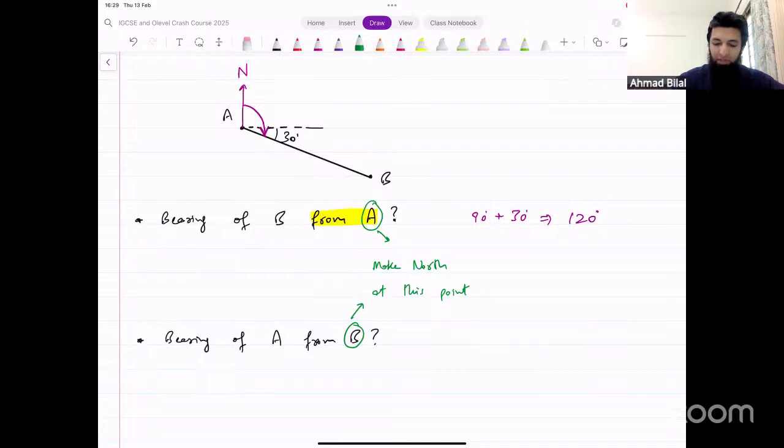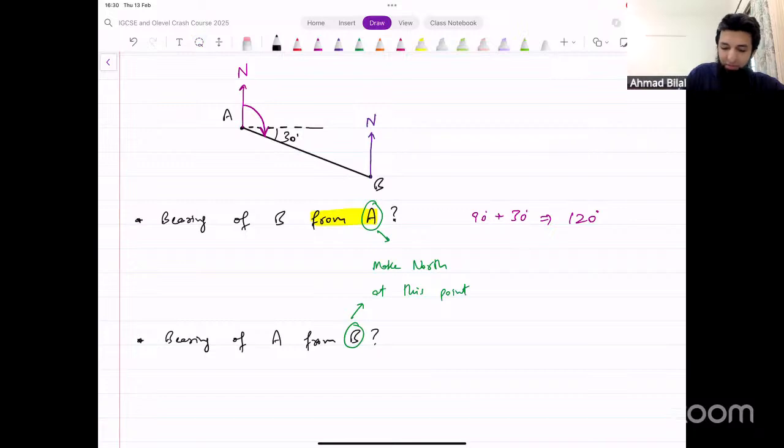That would look something like this. You make a north at B at this point, and this time this is north. And now if you have to find this bearing of A from B, you have to measure angle from this north. In which direction? In clockwise direction. Let's see what we get when we do that in the clockwise direction.